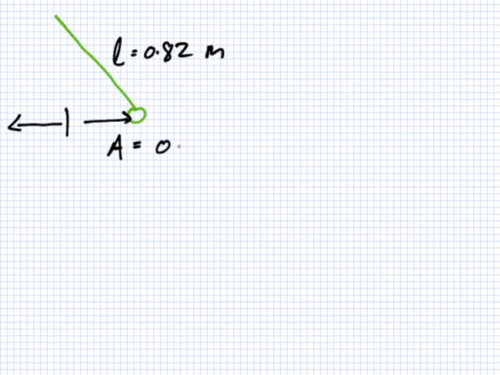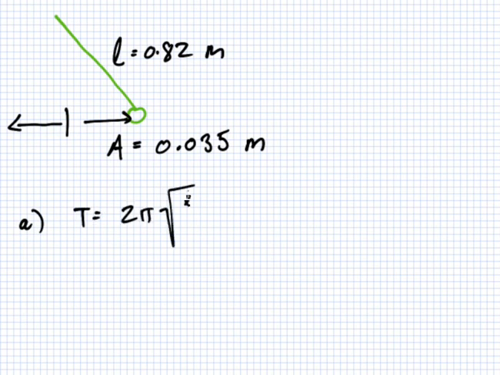Right, so here I have my pendulum. The length was 0.82 meters, and the amplitude here I said was 35 millimeters, so it's 0.035 meters. Question 1a is what's the time? So the formula is just 2 pi root L over g, which we did in the last class.